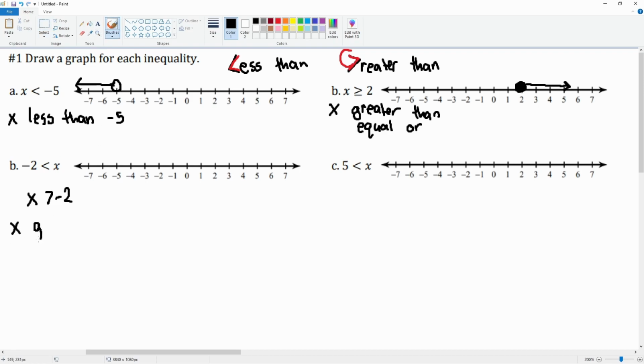X is greater than -2. This means it's an open circle here at the -2. Since it is greater than, it goes to the right.